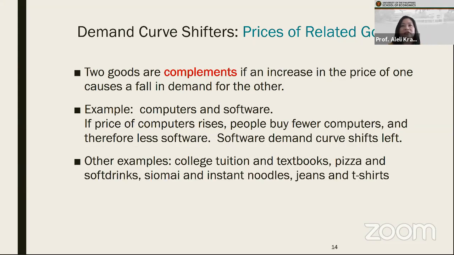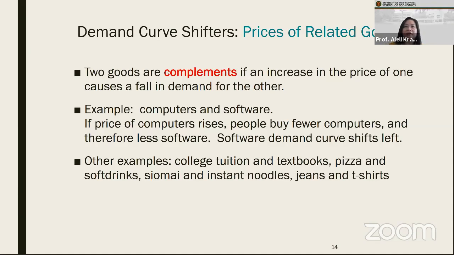So in effect, we can say that the impact of the prices of related goods depends on how the two goods are related to each other. If they are substitutes, then an increase in the price of one good would cause an increase in the demand for the other. But if the two goods are complements, an increase in the price of one causes a fall in the demand for the other.